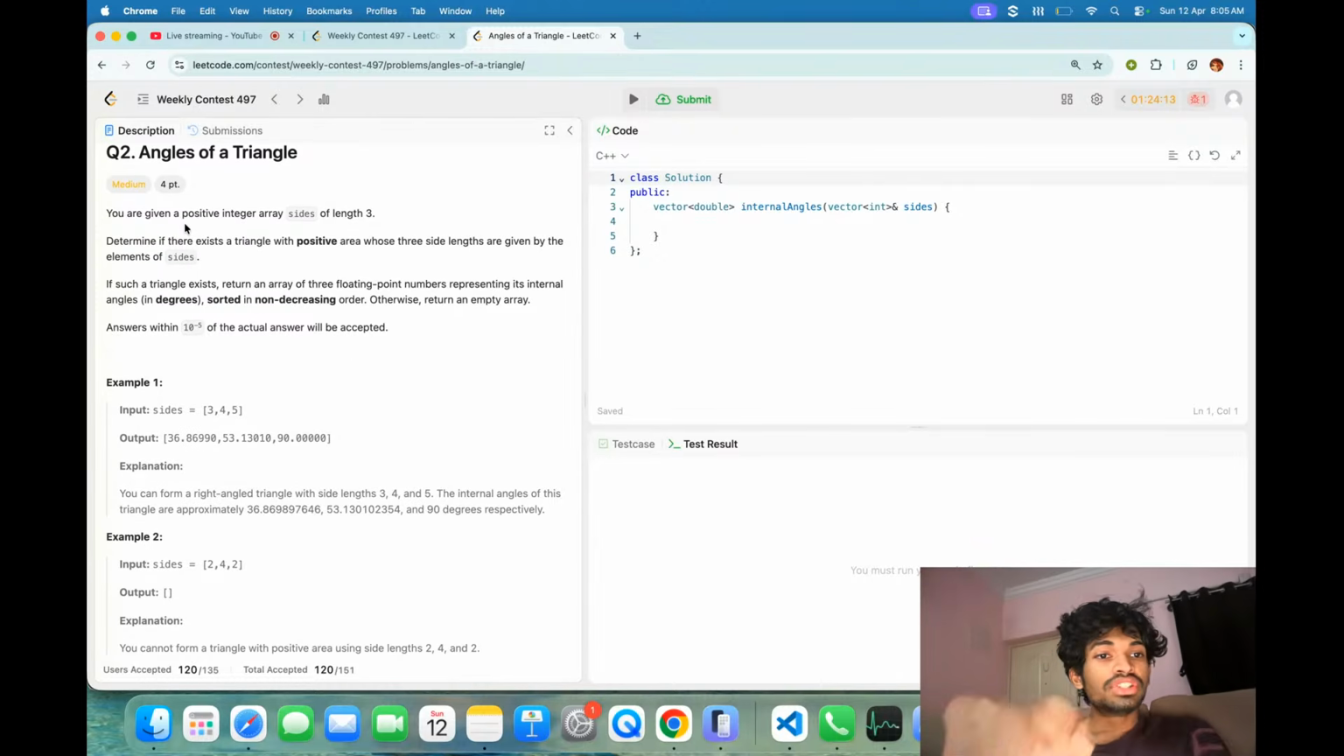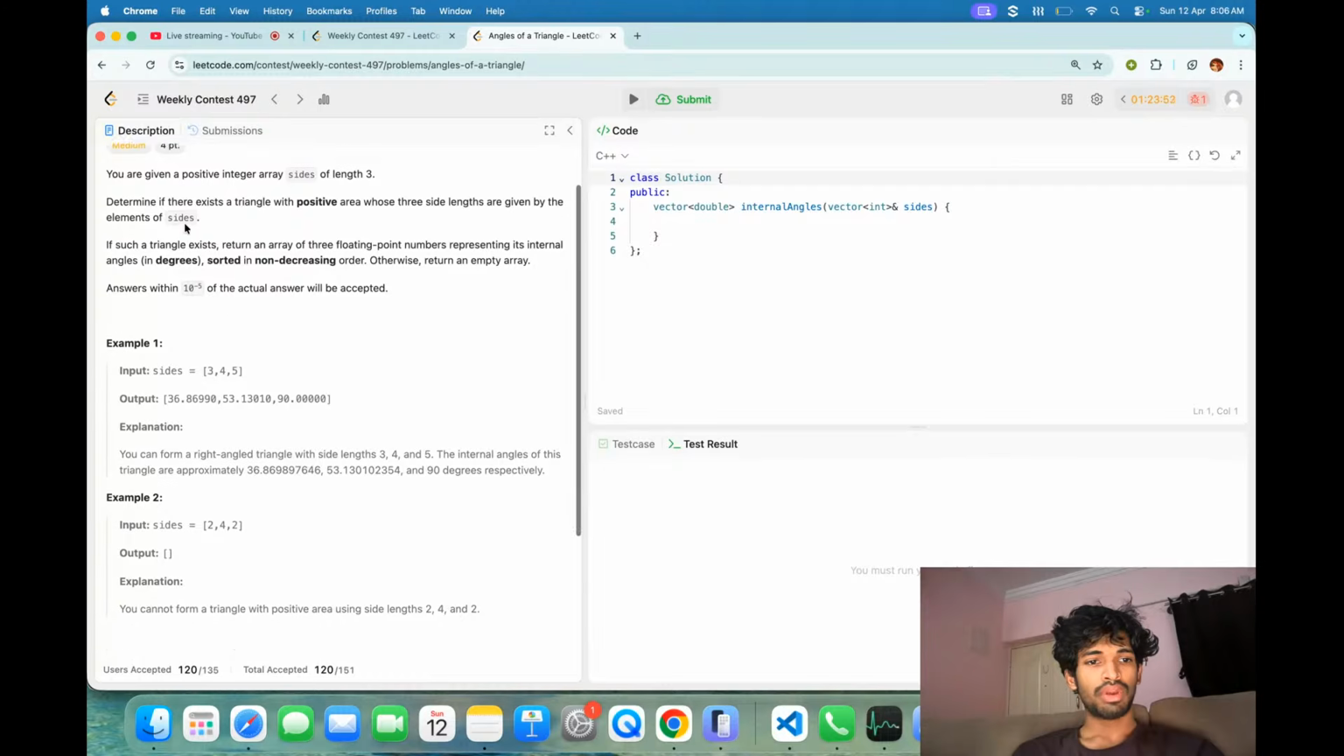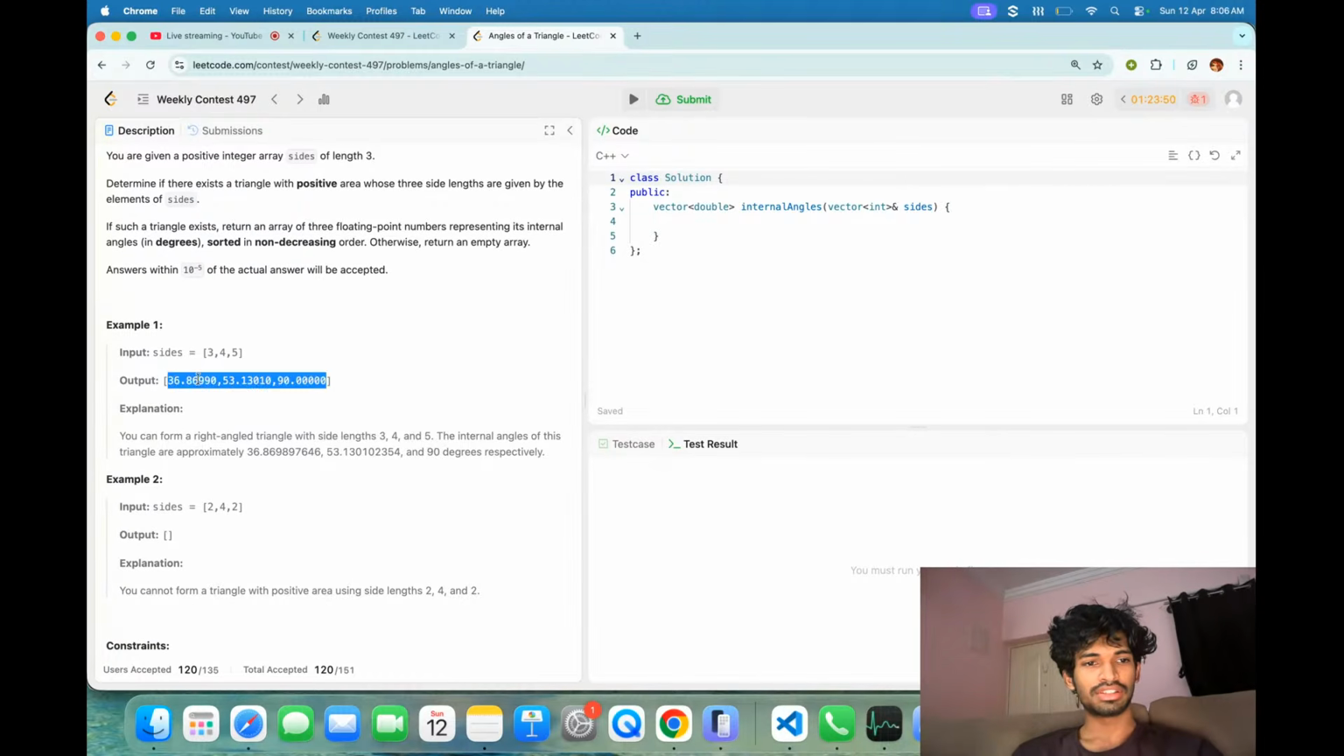Given a positive integer array sides of length 3, determine if there exists a triangle with positive area whose three sides are given by that. Isn't this a well known problem? We have to return this, it seems. We know the sine rule, but isn't this complicated, them asking it right here?